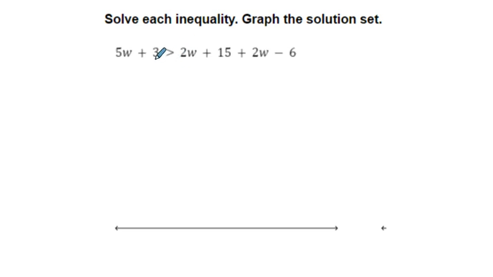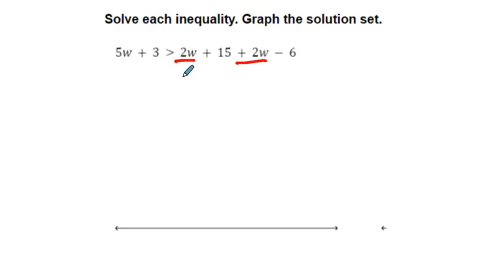Okay, so what we've done in the past is we have always collected like terms on each side before we start moving things over, so that you have two clean terms, right? You have a variable term and a constant. So on the left side of this particular inequality, we've got 5w plus 3, and that looks good. But on this one, we've got two variables, right? We've got 2w and 2w, and then we've got two constants. We've got positive 15 and negative 6. So it would make sense for us to clean up this side.